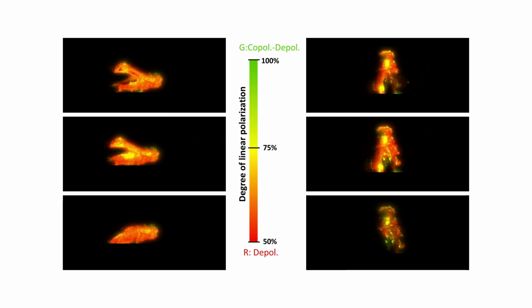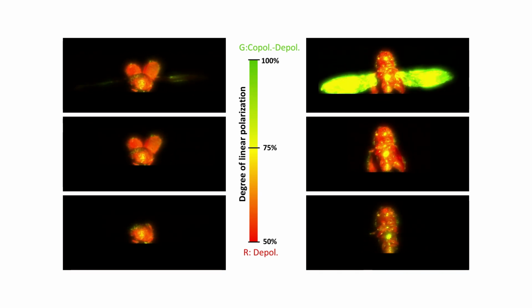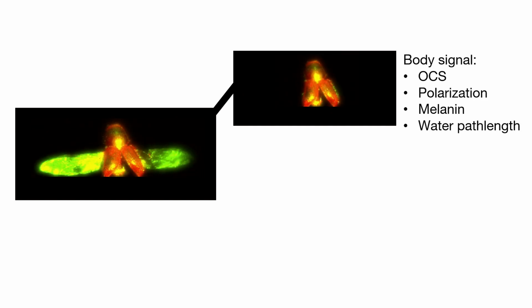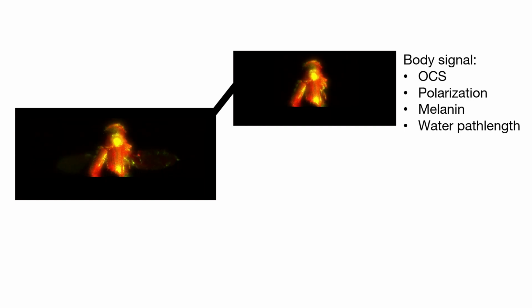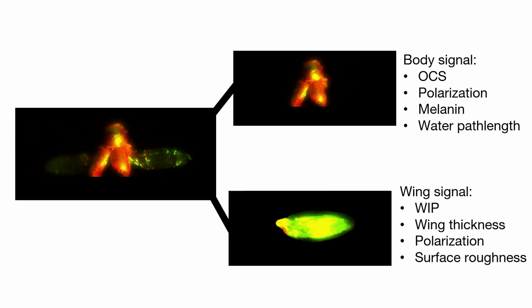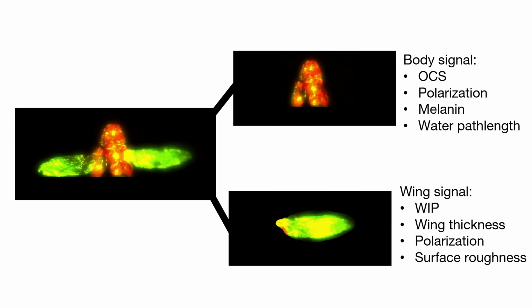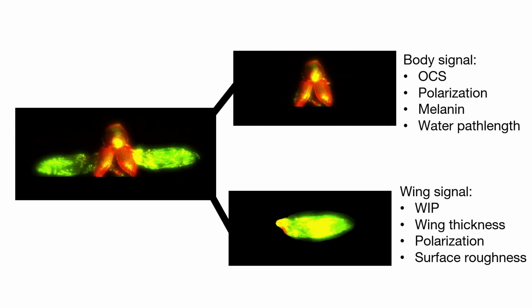I hope those figures by now look really familiar to you. This is similar to what you can see with Biospace acquisitions. By placing the sample into the Biospace and scanning it, we are capable of capturing the body signal, which provides information about the optical cross-section, polarization, melanin, and pigmentation. It also provides signals about the wings, which contain wing interference patterns, wing thickness, polarization, and surface roughness. By changing the settings and wavelengths of the Biospace, you can capture all this information. Here I demonstrate how we can use this information to help us identify insect observations from our LiDAR signal.